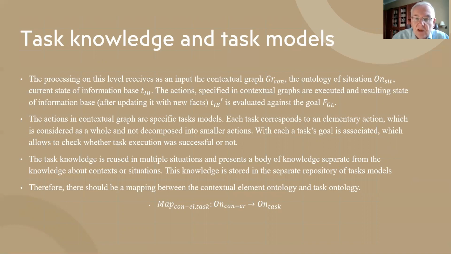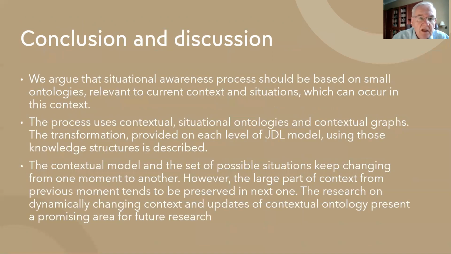Each task corresponds to a specific action. It also has associated conditions of success or failure, and maybe conditions of performance, how well this task was executed, and so on. So there is a mapping between contextual ontology and task ontology, and also between situational ontology and task ontology, which allows us to fill in the parameters needed to execute the specific actions.